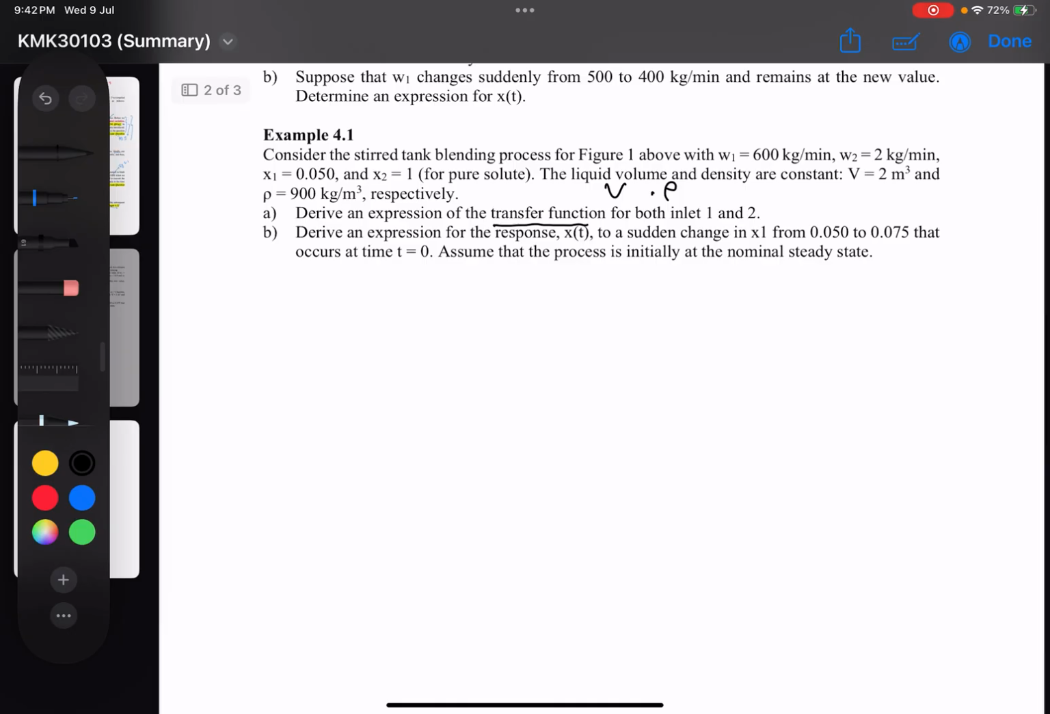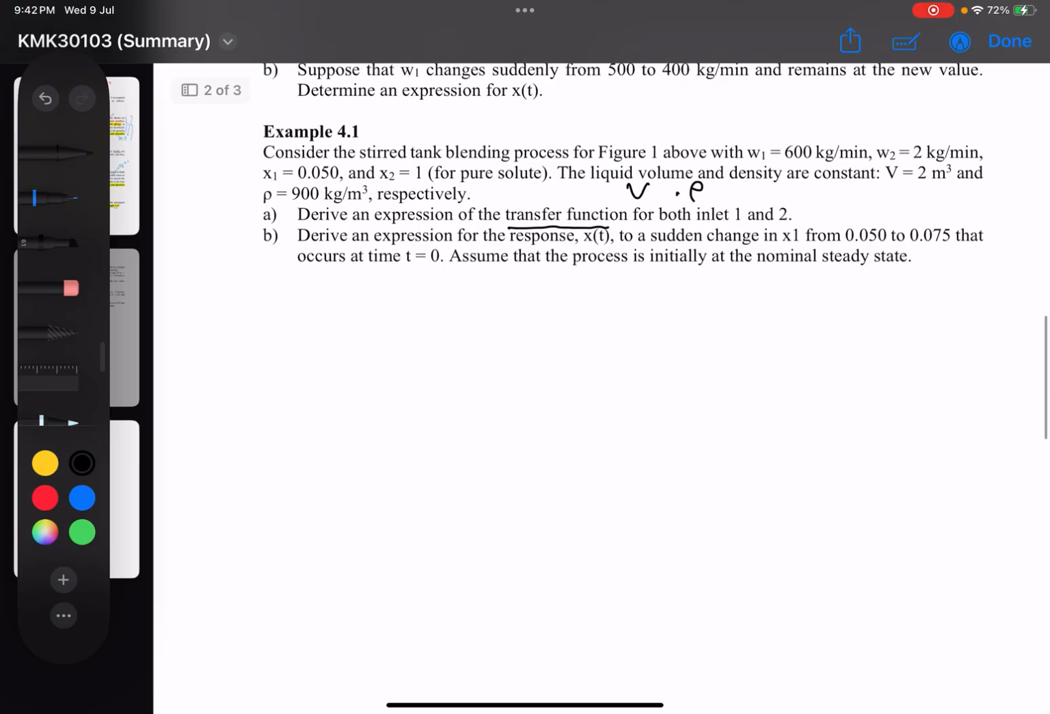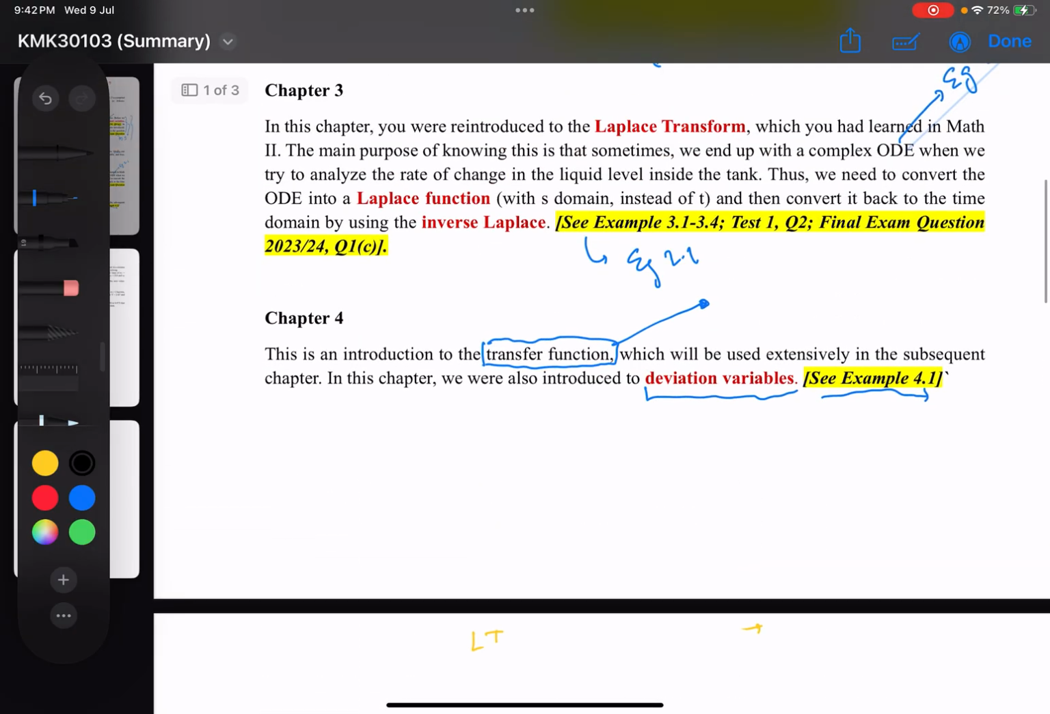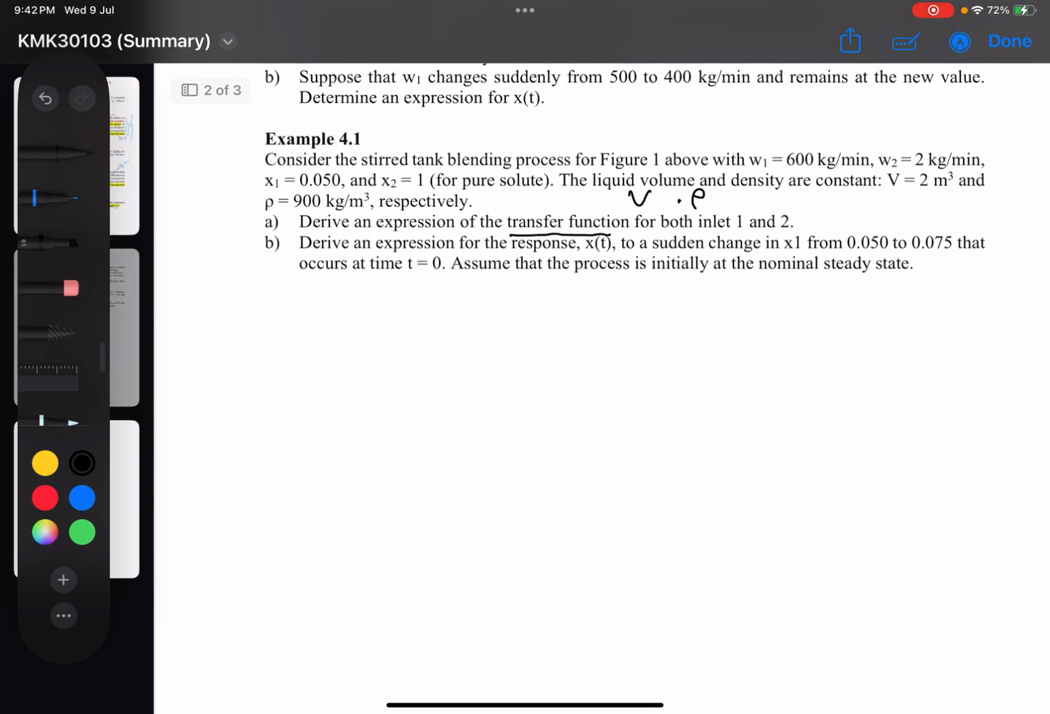So now I'm going to move into the transfer function, because in the summary over here they just mentioned that usually for the transfer function we use deviation variables. To start, I will begin with a basic introduction of the transfer function.